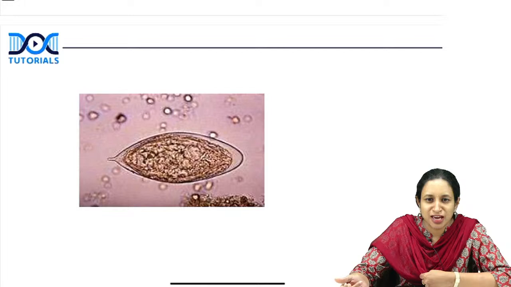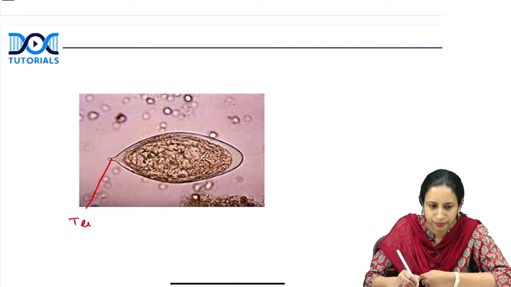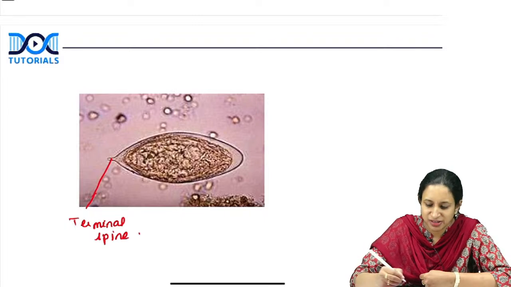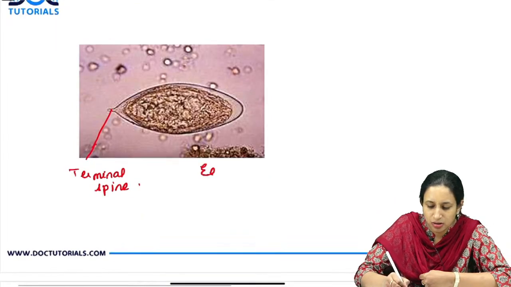Now this is the image that you have to remember, where you can see a terminal spine. What exactly do you have to know about the terminal spine? This is in fact the image of the egg of which particular organism?